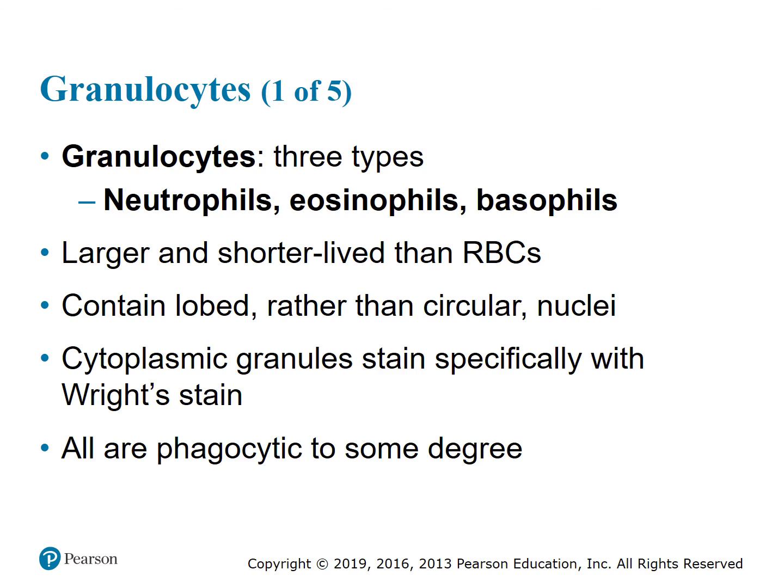There are three types of granulocytes: neutrophils, eosinophils, and basophils. Granulocytes are larger and shorter lived than red blood cells. They contain a lobed rather than circular nucleus. The cytoplasmic granules stain specifically with Wright's stain. And all are phagocytic to some degree. So they're all capable of phagocytosis, if you remember, one type of endocytosis.